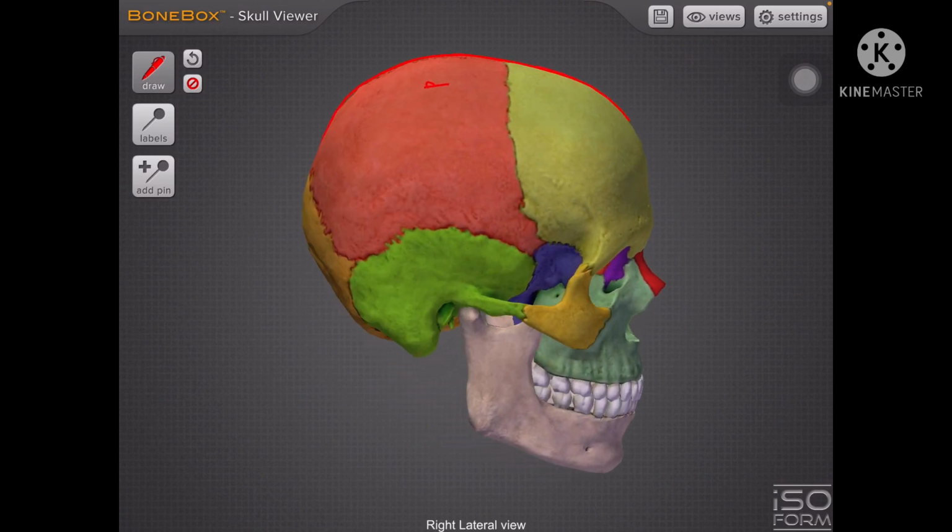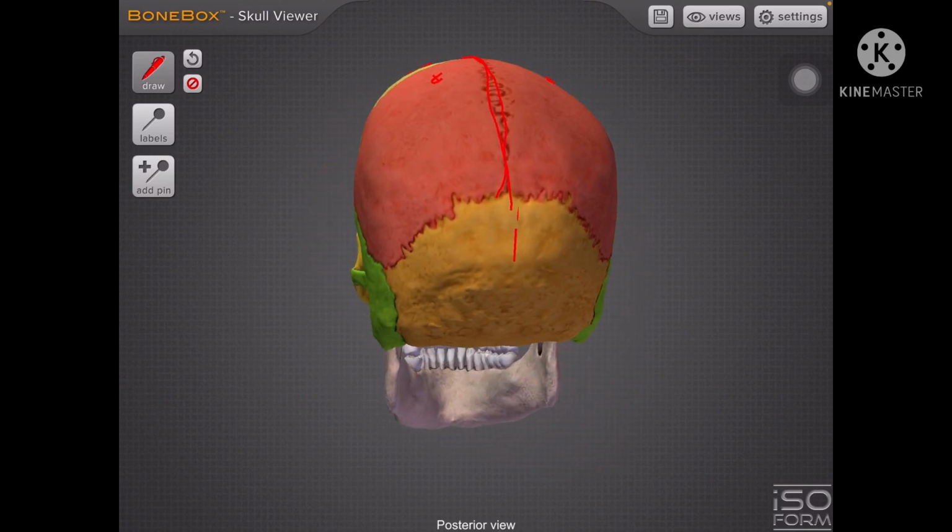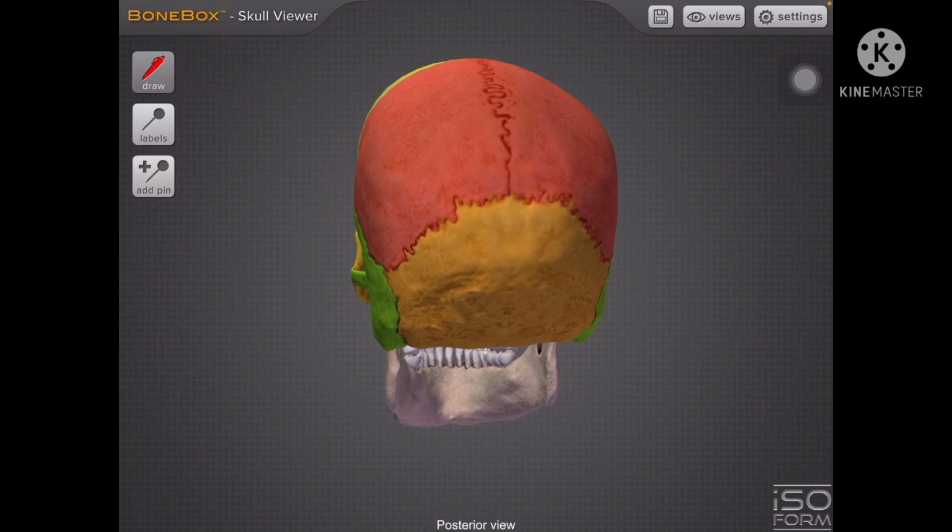Next is the lambdoid suture. You can clearly see that it is like the shape of lambda, right? So that is the reason why it is called the lambdoid suture. It lies posteriorly between the occipital bone and two parietal bones. And just like the coronal suture, it runs downwards and forwards across the cranial vault.